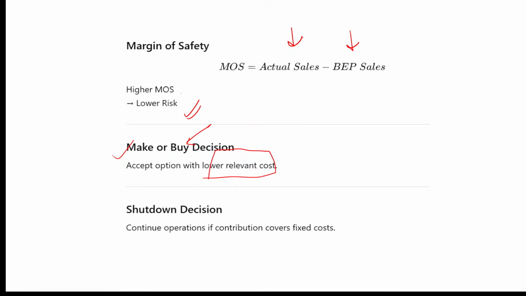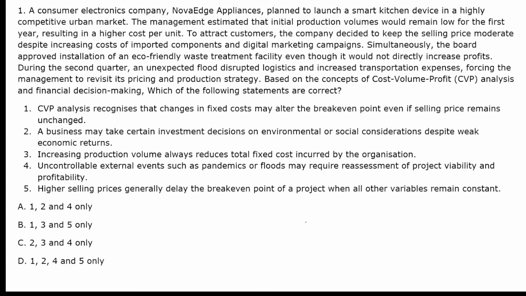Then you have shutdown decision. When do I shut down my operations? Continue operations if contribution covers your fixed cost. If your contribution is more than or equal to fixed cost, then you should continue with the operation. Otherwise, shut down.